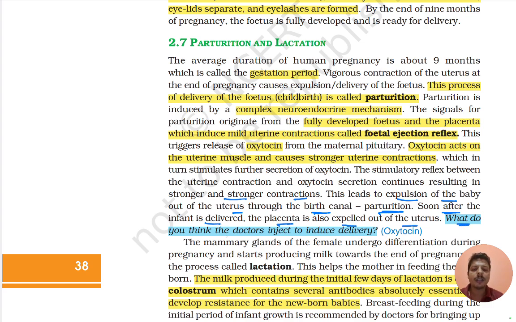And here it is given, what do you think the doctor injects to induce delivery? That is oxytocin.